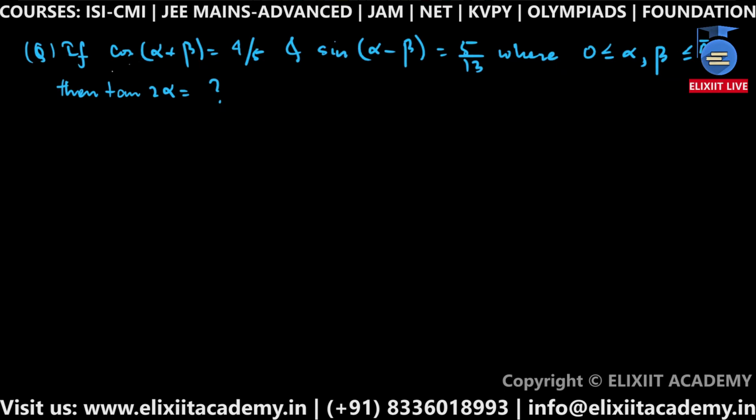Cos of alpha plus beta is given to be 4 upon 5 and sin of alpha minus beta is given to be 5 upon 13. You have to find what is tan 2 alpha. Alpha and beta both lie between 0 and pi by 4. Ultimately, you are finding tan 2 alpha, but you also have alpha and beta in our given information. Both alpha and beta lie between 0 and pi by 4. So tan 2 alpha you have to find.